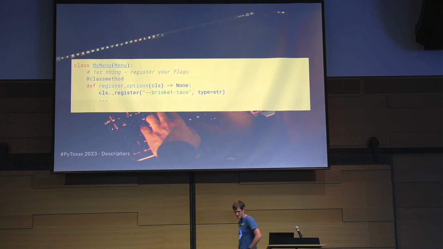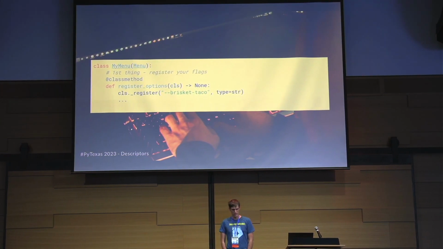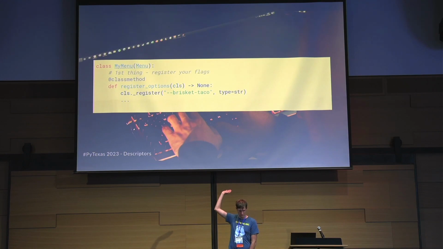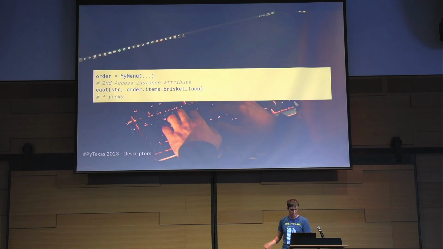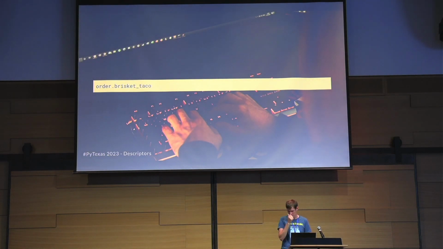So let's take a real-world use case that I've refactored. You have this MyMenu class, and it inherits from Menu. You have this class method called register_options, and here's where you do command line stuff, and here's your brisket taco, and you say it's a type string. And how you access it, again, this is code that already exists. We make our order instance of MyMenu. First I go through this items thing, and you can't type it because it's dynamic. And then I have to cast it.